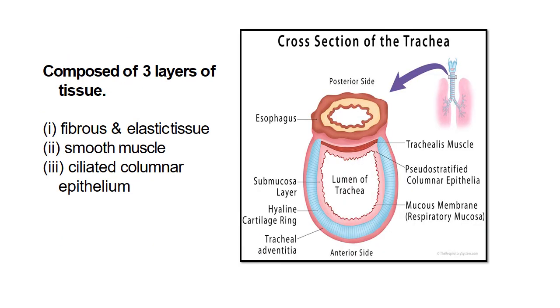Now we'll see that it is composed of three layers of tissue. First is the outer layer, second the middle layer, and third the inner layer. You can see in the figure a cross section of the trachea. First, the outer layer is made up of fibrous and elastic tissue. Second is smooth muscle, and third, the inner layer, is made up of ciliated columnar epithelium. So these are the three layers of the trachea.